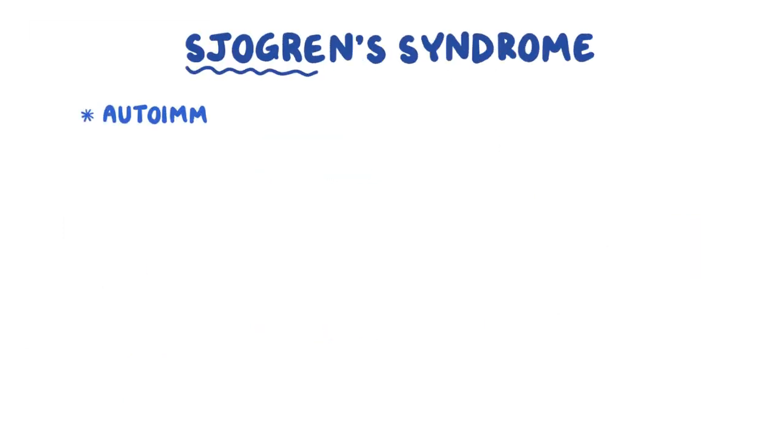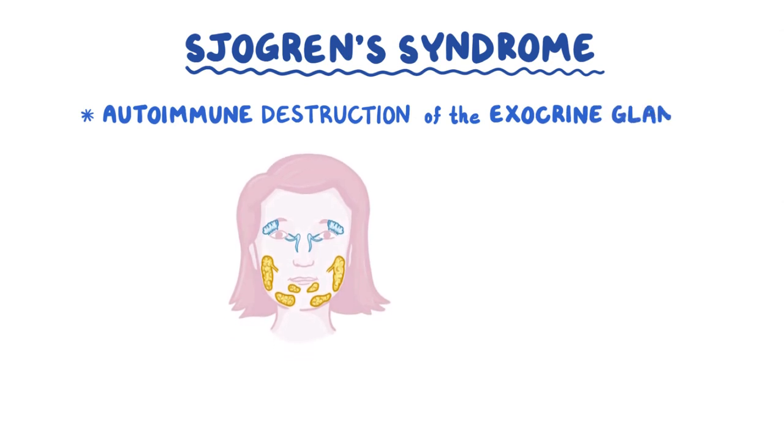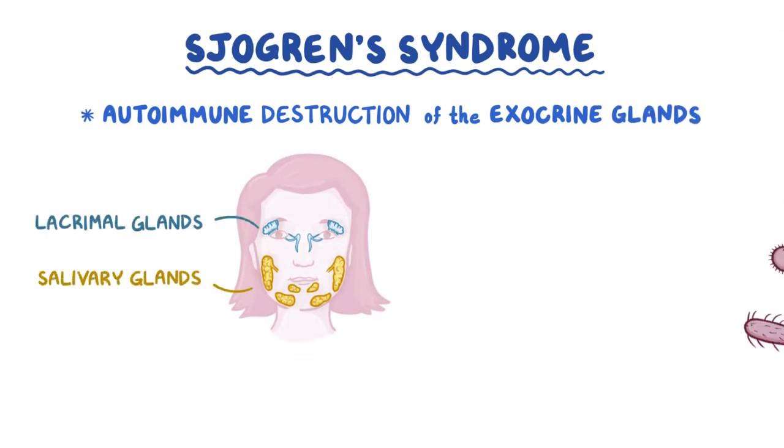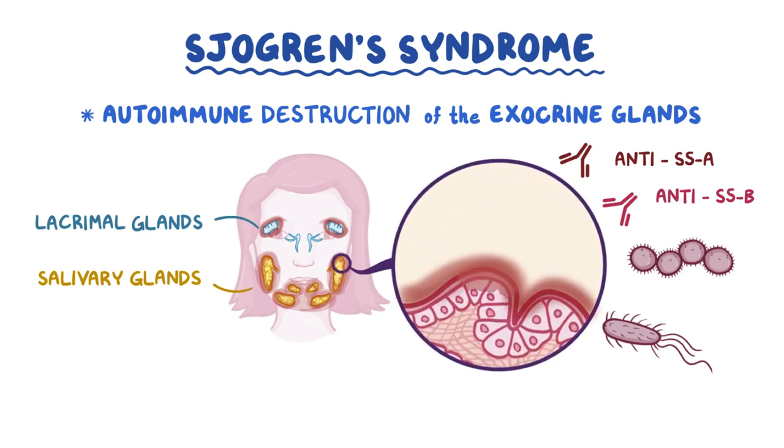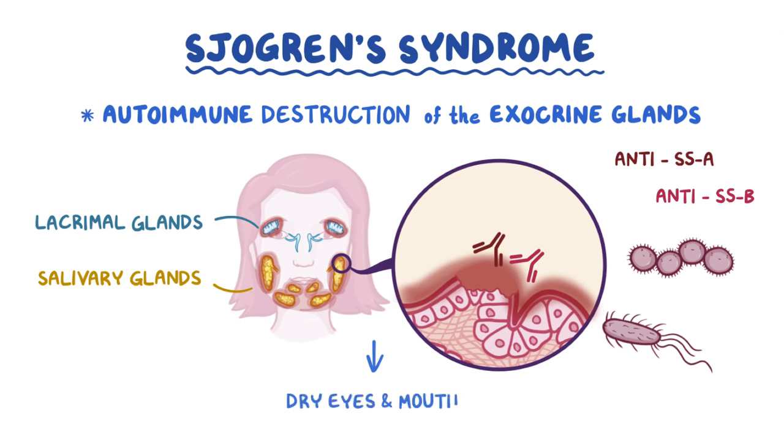Alright, as a quick recap, Sjogren syndrome is caused by autoimmune destruction of the exocrine glands, most commonly the salivary and lacrimal glands, often following an infection. Anti-nuclear antibodies, typically anti-SSA and anti-SSB antibodies, cause destruction of the secretory cells in the exocrine glands, resulting in dry eyes and mouth.